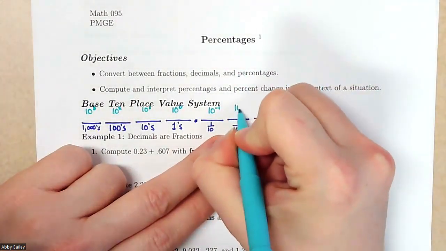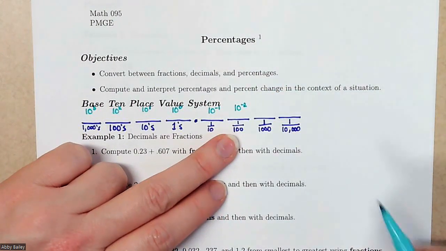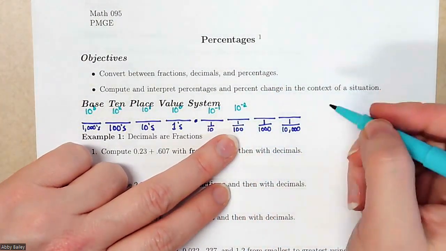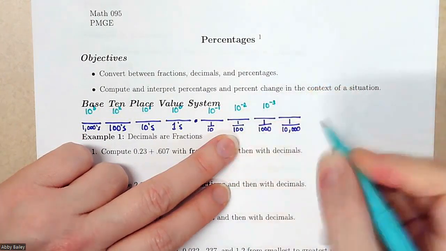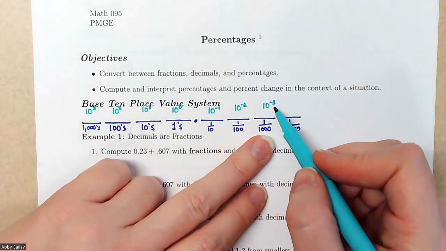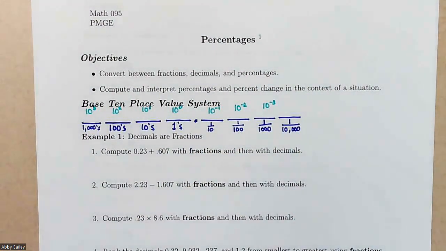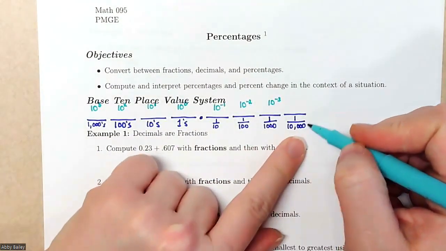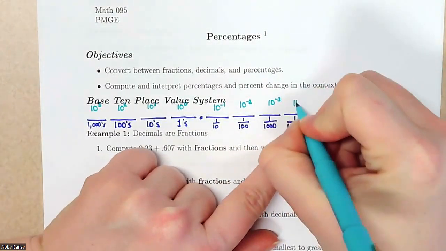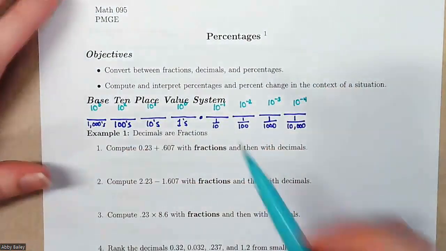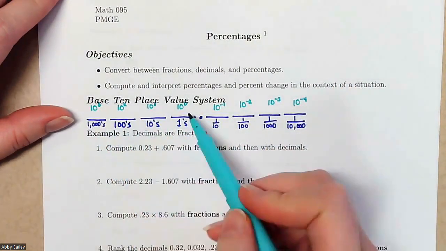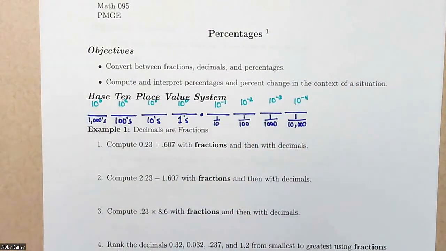And then similarly, divide by 10 tens to make 1 100th. 10 groups of 10 by 10 to make 1,000. And then this would be divide by 10 again. So this is just counting up how many times we multiply by 10 or how many times we divide by 10.